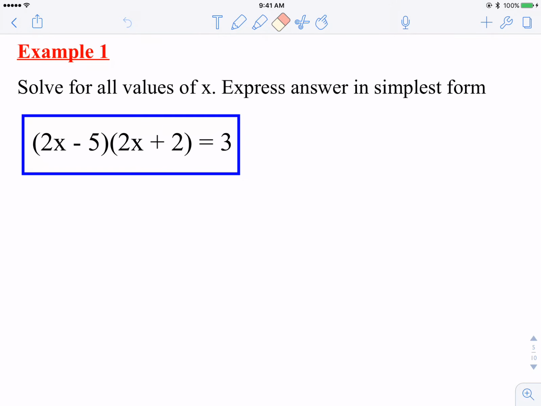It says solve for all values of x and express your answer in simplest form, simplest radical form, I should probably say. So right away, this is a kind of cue that this isn't going to be factorable. If they're mentioning radicals in the directions, this certainly isn't going to be one where we could use our zero product property. So completing the square is an option in there, but the quadratic formula will always work, and that's what we want to practice here. So let's try quadratic formula.